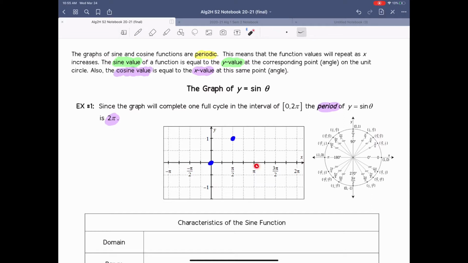Now we're going to look at pi. Let's plug that into the function. We are going to evaluate y equals sine of pi. Well, at pi, my terminal side of the angle is right about here. This corresponds to the point negative 1 comma 0. And we know that this goes cosine comma sine. So the sine of pi is just going to be 0. So let's go ahead and plot the point pi comma 0.